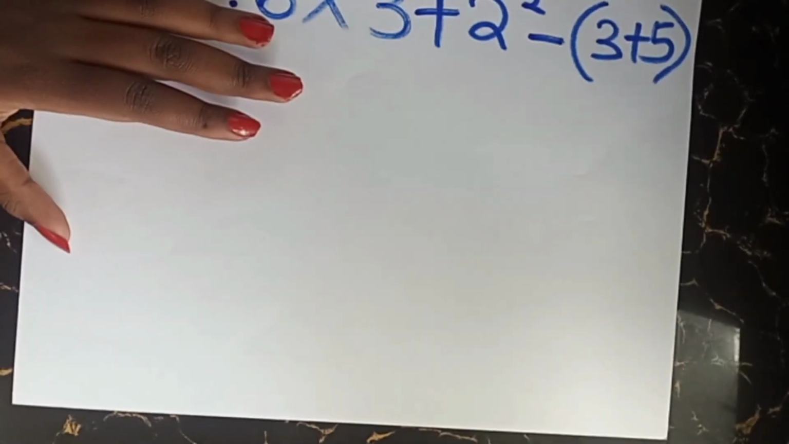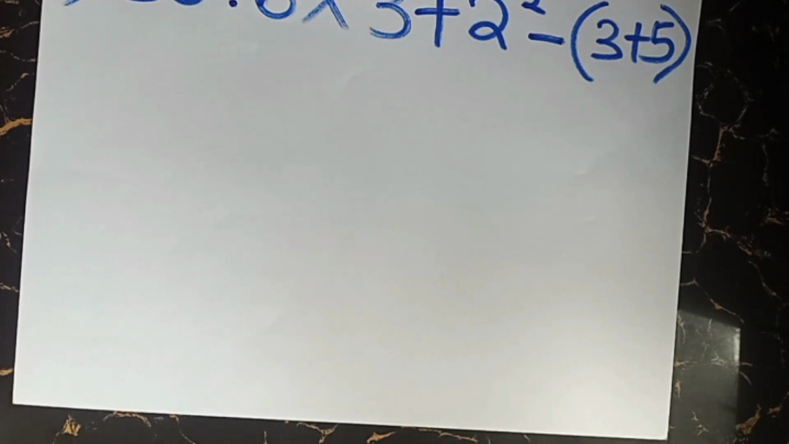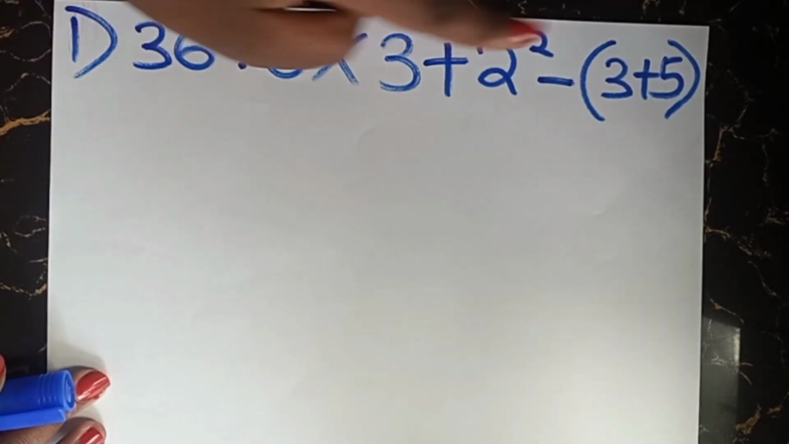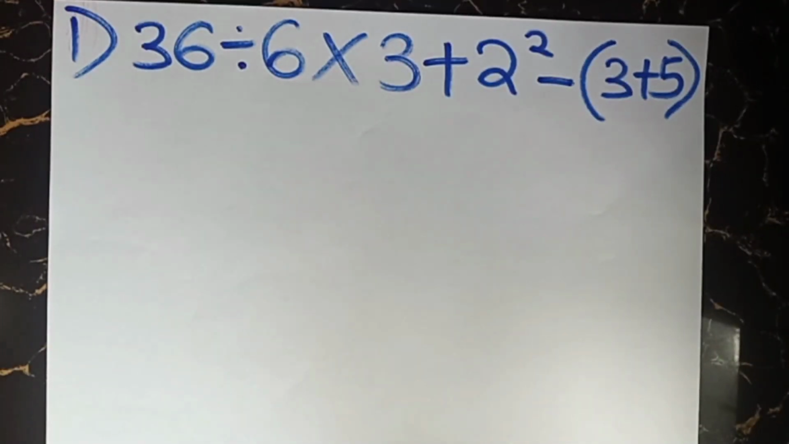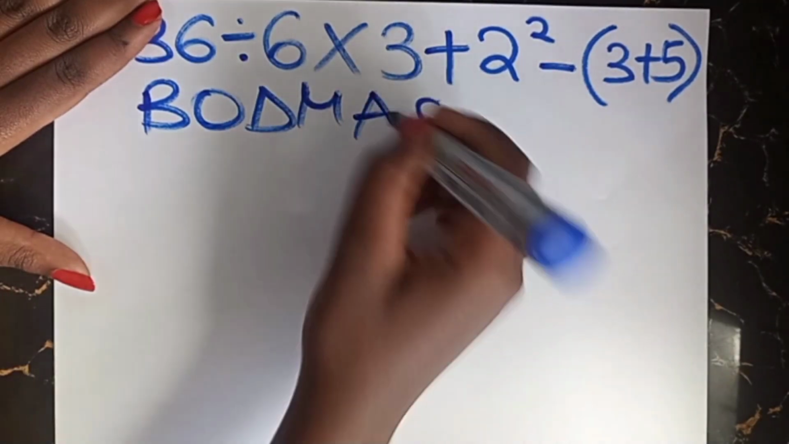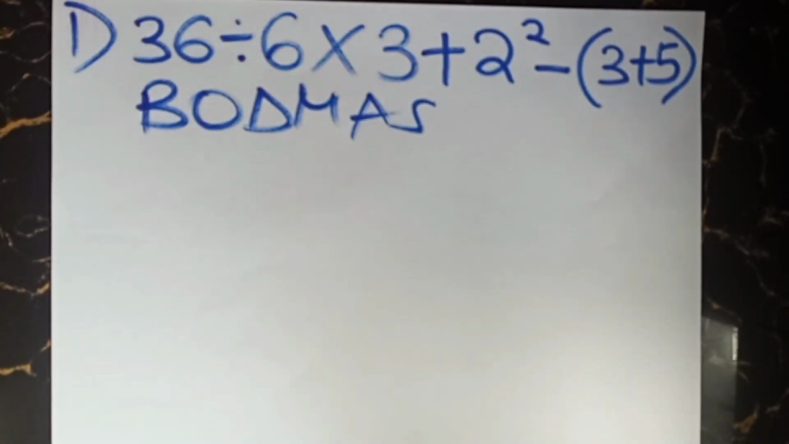Let's go through this question over here. Anytime you see a question that requires us to do many operations, the first thing that should come to your mind is BODMAS. This is an acronym that really comes through when you're tackling such questions. We can write it here to remember: brackets, order, division, multiplication, addition, and subtraction.